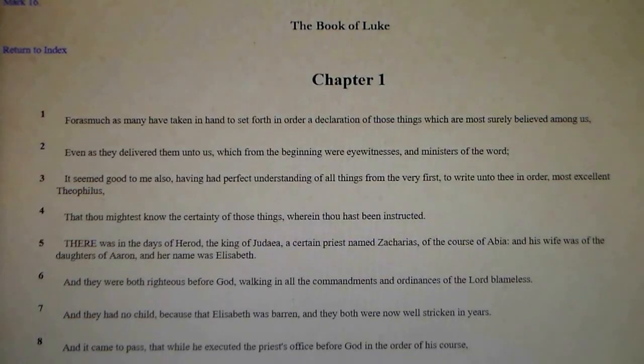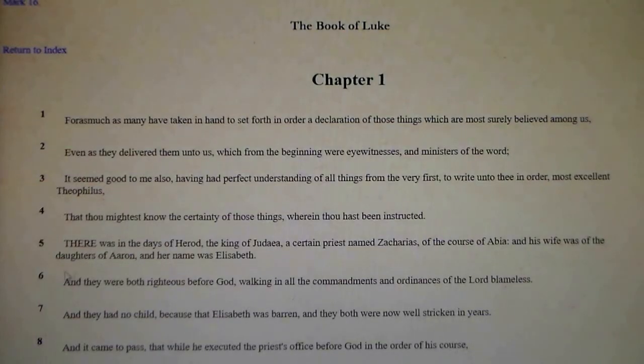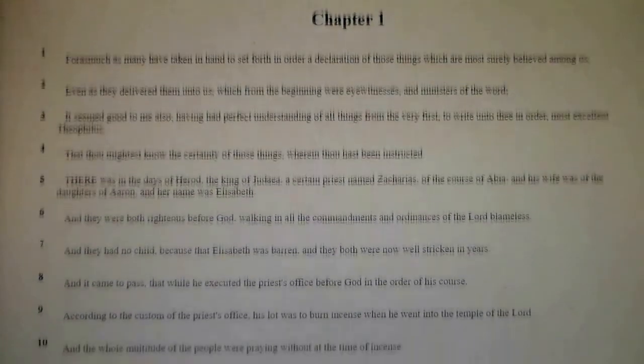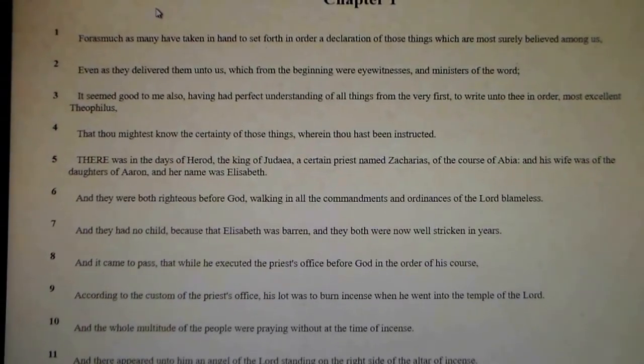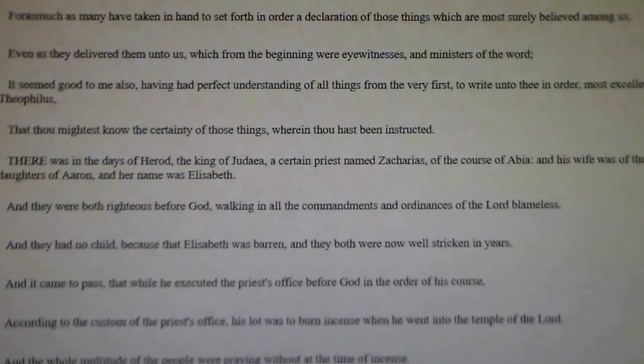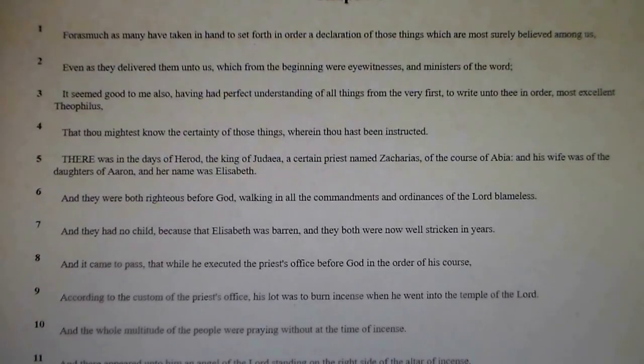If one knew the date that John was conceived, one can calculate the conception day of Jesus Christ and ultimately the date of his birth. And as stated in the book of Luke, now we're going to go to the book of Luke, and we're going to read from here. We'll start at verse 1.